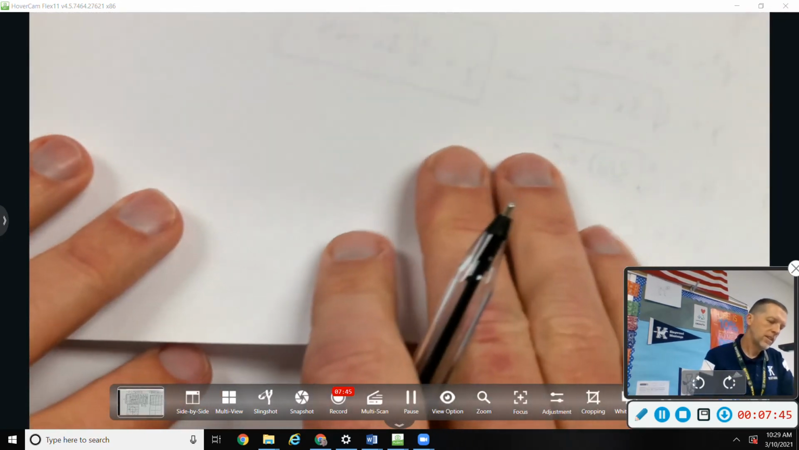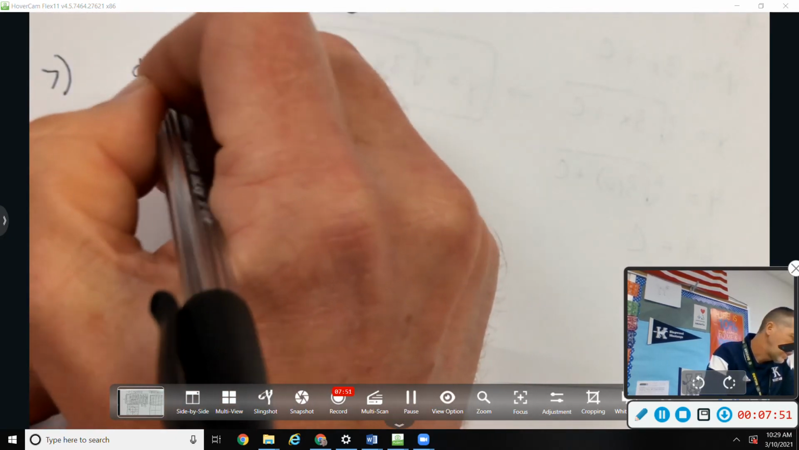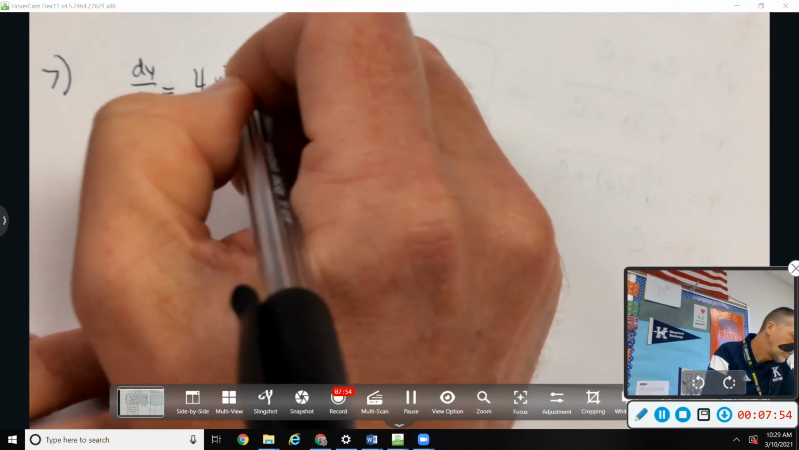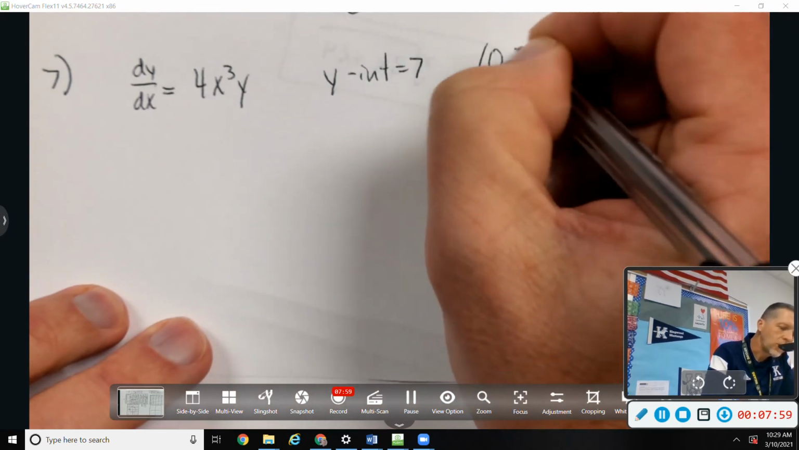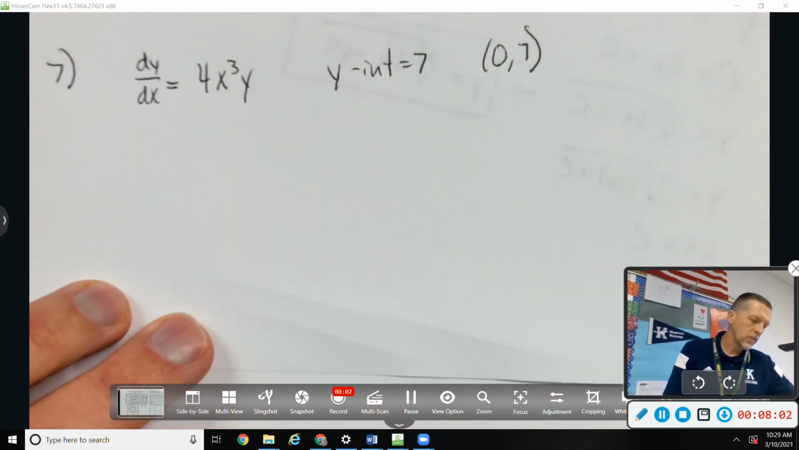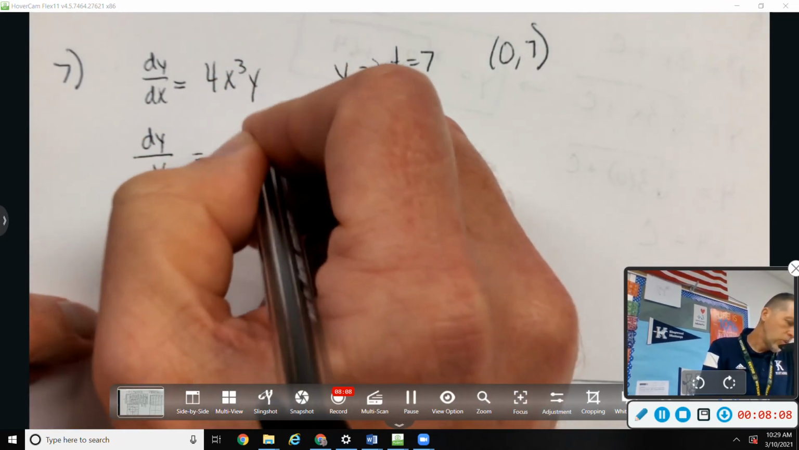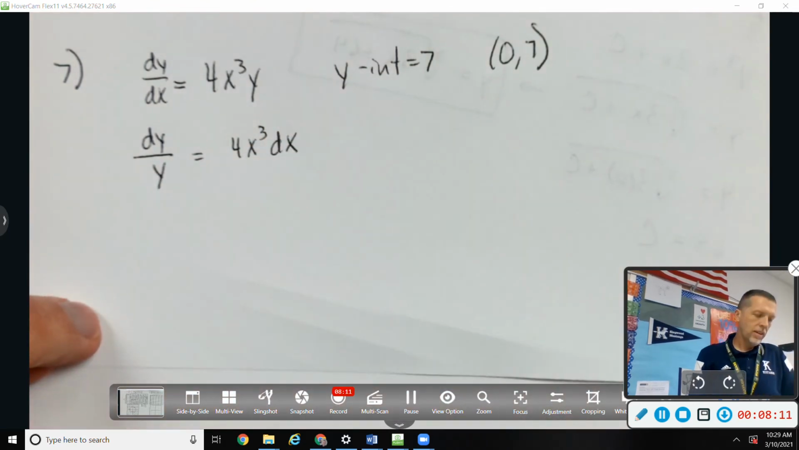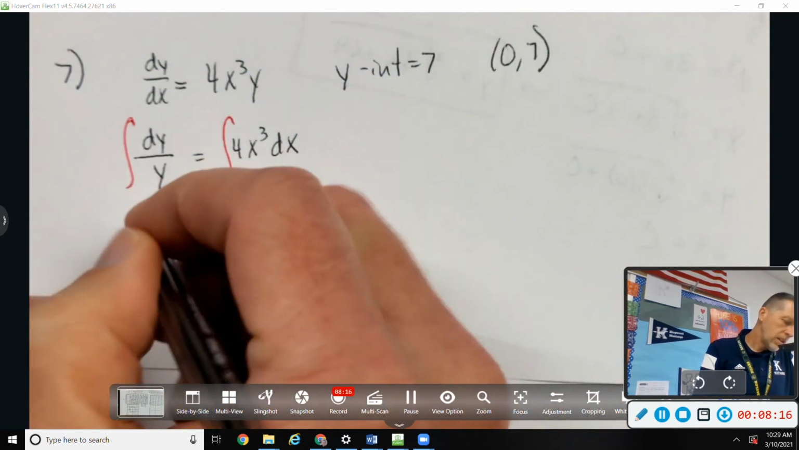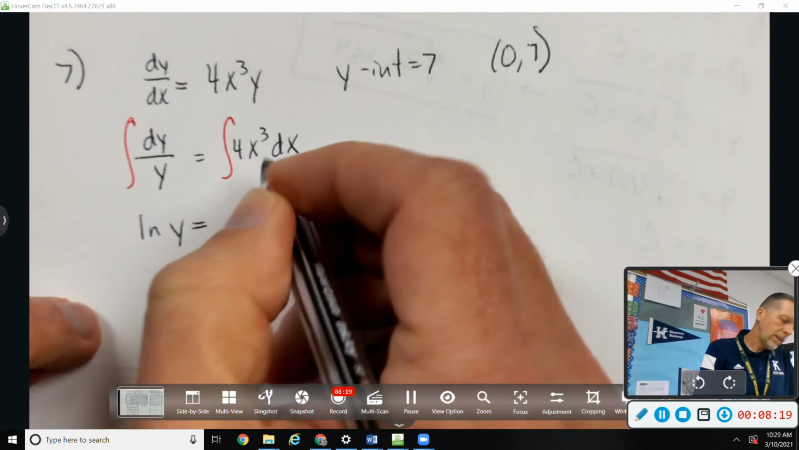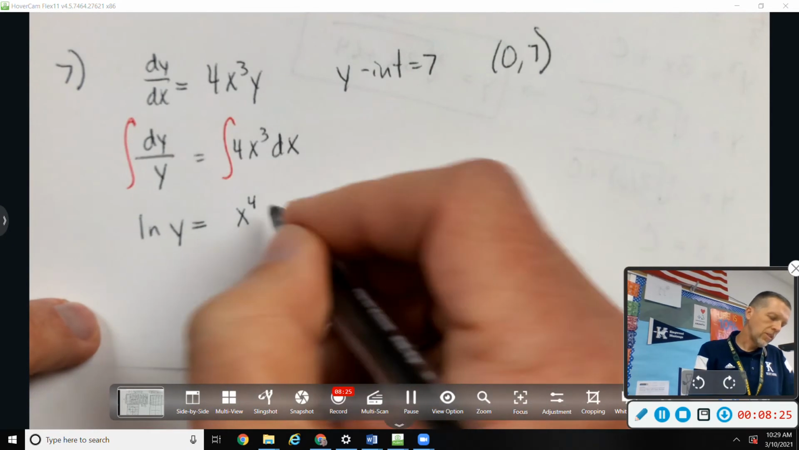Number 7. dy/dx equals 4x cubed y. Y-intercept equals 7. Well, that's just a cute way of saying 0, 7 is the point that we're concerned with. dy over y equals 4x cubed dx. Integrate both sides. So this would be natural log of y equals x to the 4th. Yeah, the 4's would cancel. Plus c.